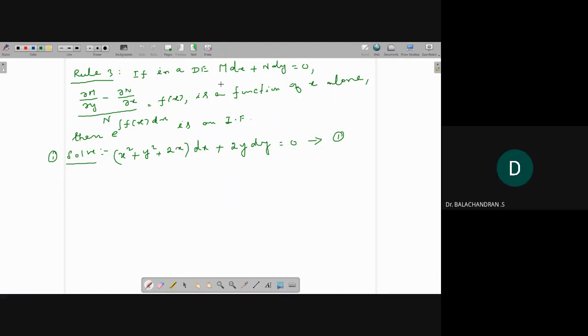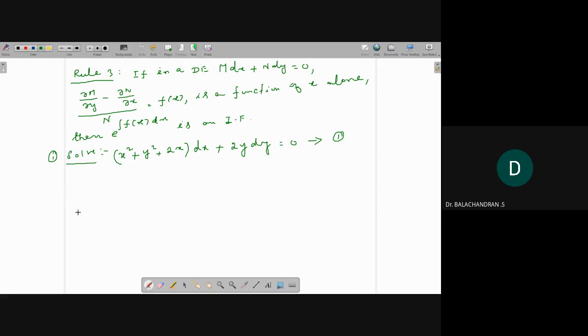If in a differential equation M dx plus N dy equals 0, (∂M/∂y minus ∂N/∂x) divided by N is equal to a function of x alone, then e power integral f(x) dx is an integrating factor. So the first problem in rule 3: solve (x² plus y² plus 2x) dx plus 2y dy equal to 0.